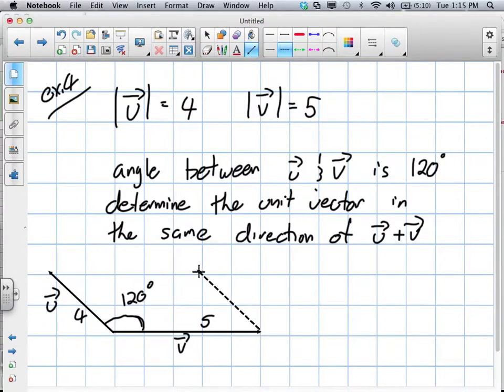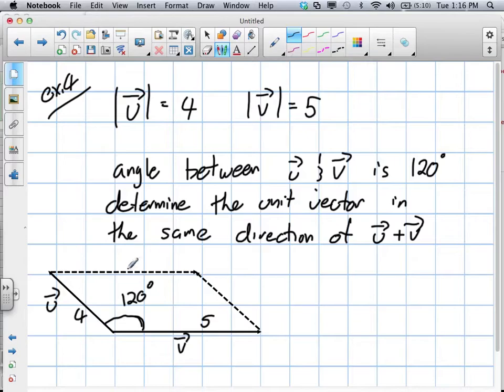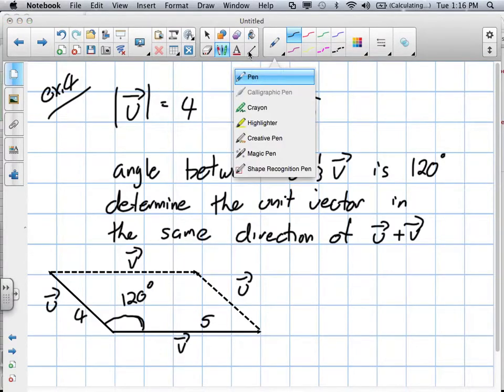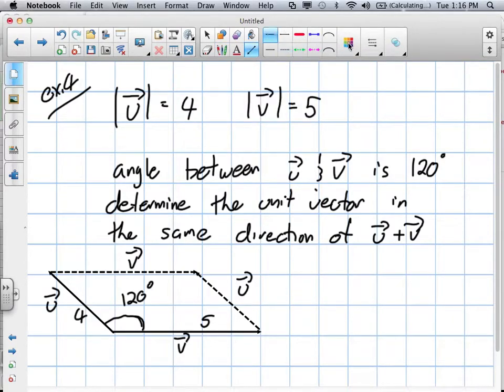So here's our other u, and here's our other v. Okay? So what happens here is this is the equivalent of vector v. This is the equivalent of vector u. The resultant, or u plus v, is essentially this vector here. That's our vector u plus v. We can also give it another name, but we're going to call it u plus v. Okay? So we have that.